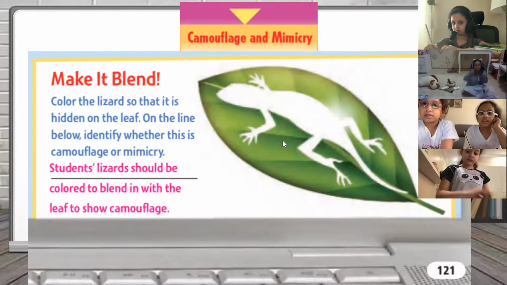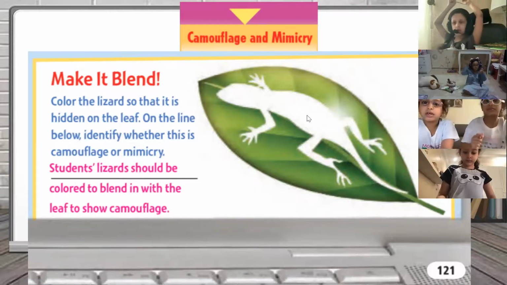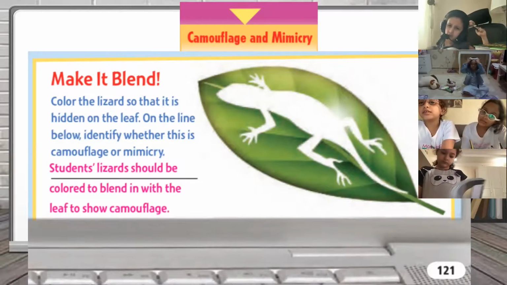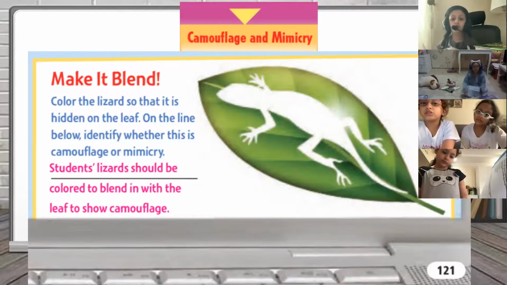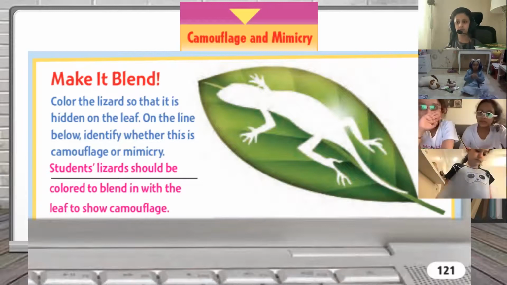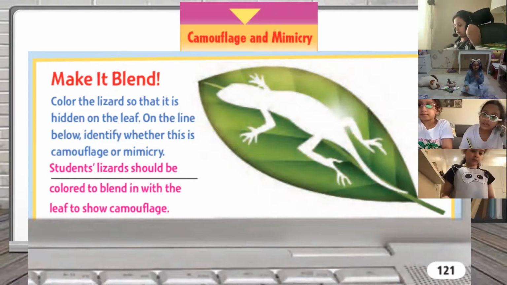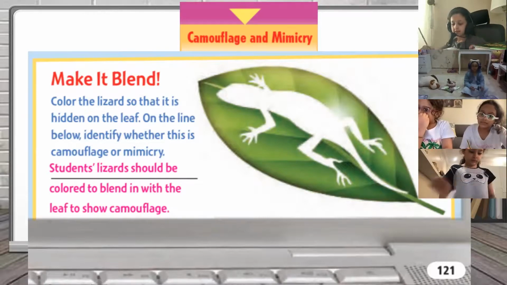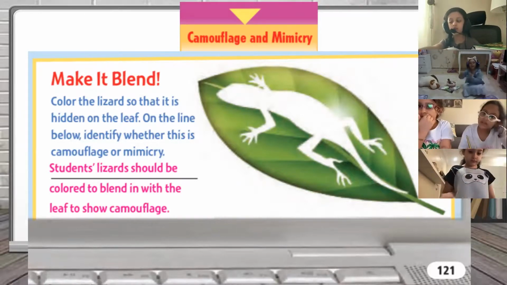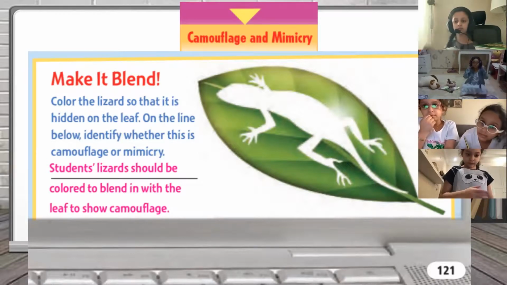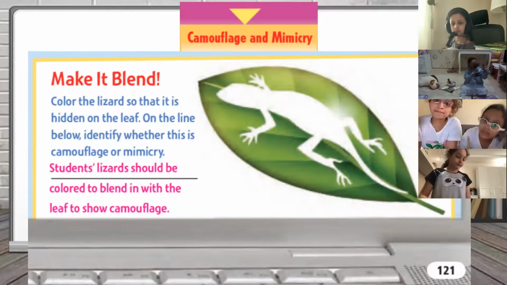What other animal is it, Fatima? Looks like a lizard, to blend with the leaf. Miss, it's not a lizard, Miss. When you color it green, this lizard will not be shown. So it's camouflaged because... Yes. When a lizard goes to something blue or green or red, it will turn into that color. Excellent, excellent. To blend in with the environment. This is camouflage and not mimicry.